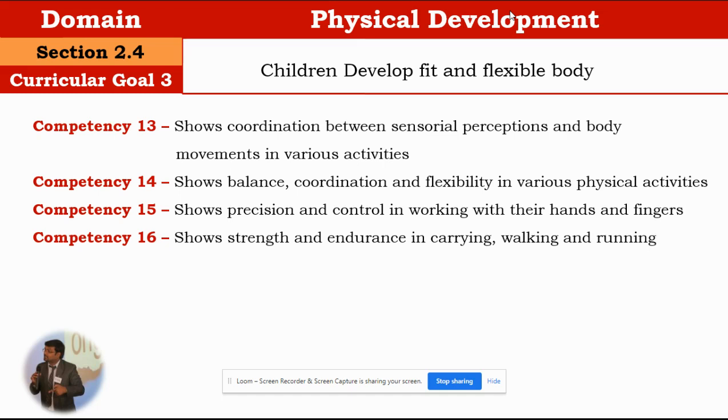So whether the child is able to maintain that balance in walking or running for, let's say, 500 meters, 1 kilometer, so that much strength and endurance the child has developed or not. So all these are the competencies. There are basically three curricular goals and 16 competencies which come under the developmental domain, physical development.